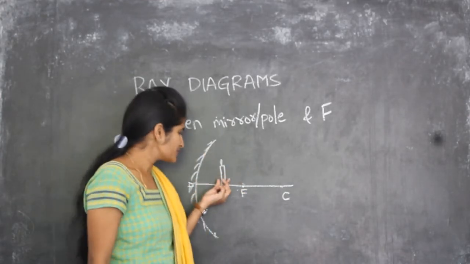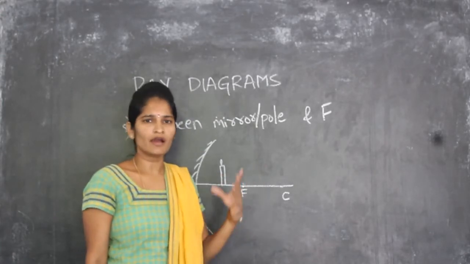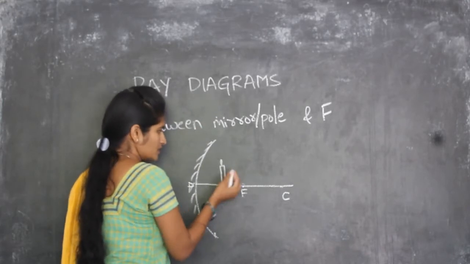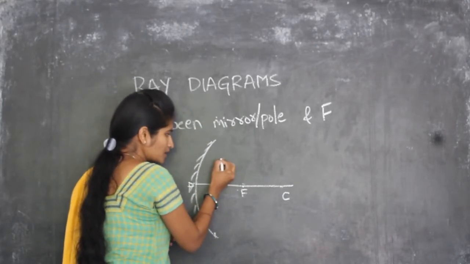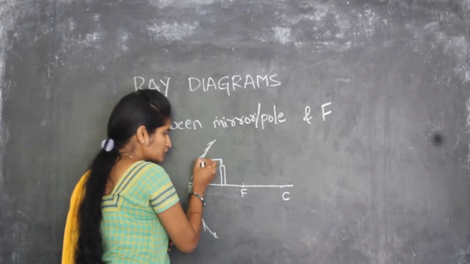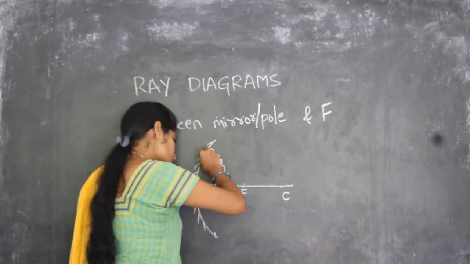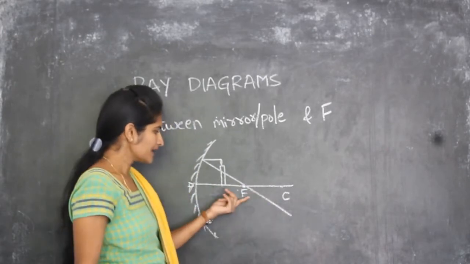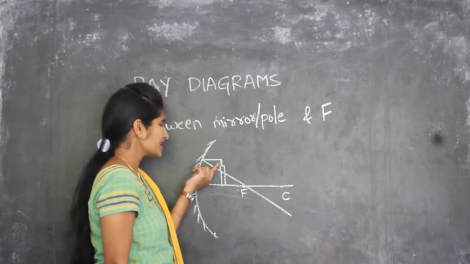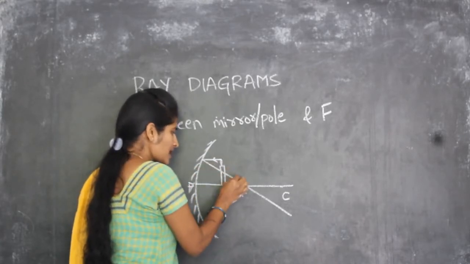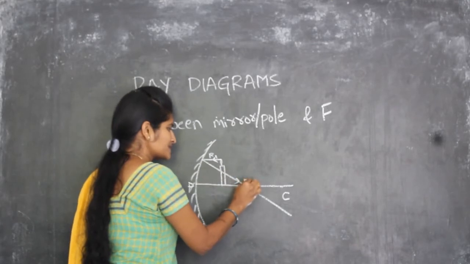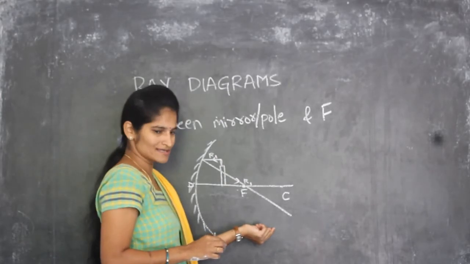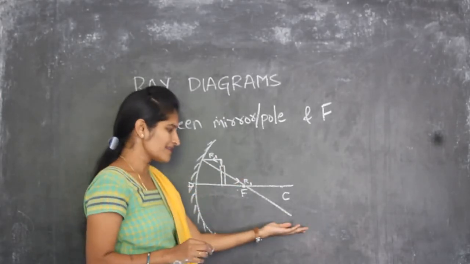Now when the object is placed over here, we need to draw ray diagrams. So what are the ray diagrams? First is R1. What is R1? The ray traveling parallel to the principal axis should pass through the focus. Is it clear? Clear everyone? And next is R2. So this is R1, next is R2. R2 is the ray which should pass through the focus, get reflected and travel parallel.